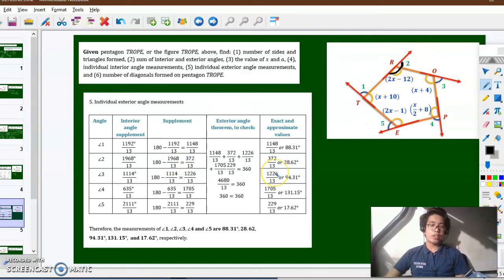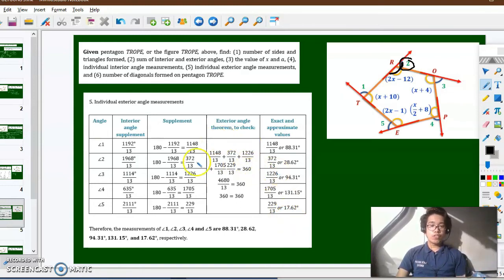To get the measurement of angle 1, you subtract 1192 over 13 from 180. The value is 1148 over 13, or 88.31 degrees. If you keep finding the difference between 180 and each interior angle, for angle 2, from 1968 over 13, you get 372 over 13, or 28.62 degrees. For angle 3 you get 94.31 degrees. For angle 4 we get 131.15 degrees, and for angle 5 we get 17.62 degrees.